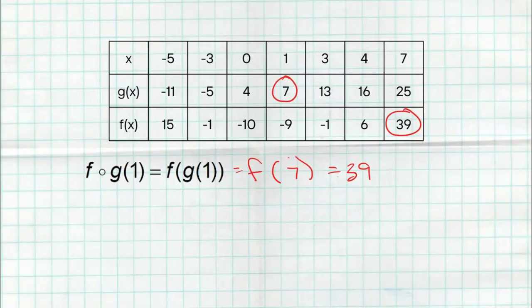Sorry about that blunder there, but really, really simple, right? We're starting on the inside, g of 1. g of 1 is 7. So now we have our output of 7, and we're going to use that as our new input for f, which gives us 39. All right, let's try another one.